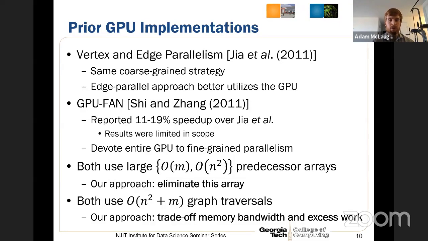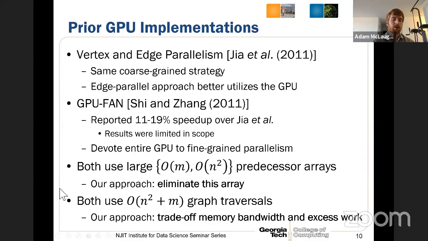First is that they use these large predecessor arrays, which are order m or order n squared in size, which we don't actually need at all. So if you're keeping an explicit queue of vertices, you in fact don't even need this array. So that just reduces the memory bandwidth required by the algorithm.